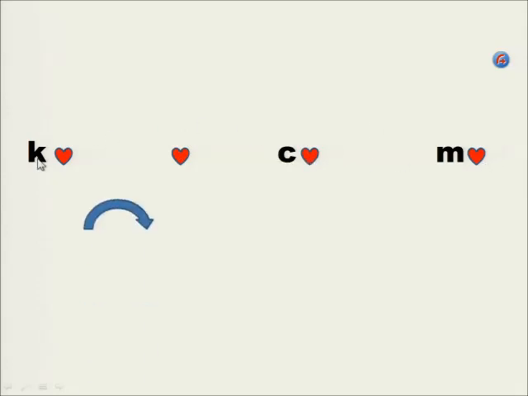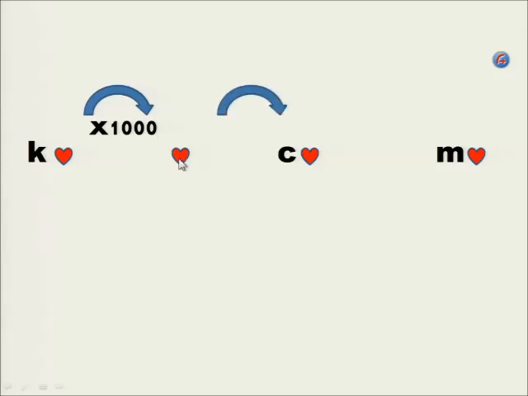If I go from the kilo heart to the heart, there's a conversion factor of 1000. If I go from the heart to the centiheart, there's a conversion factor of 100. And if I go from the centiheart to the milliheart, there's a conversion factor of 10. If I am moving in this direction from this very big unit to the smaller sides, I always multiply.